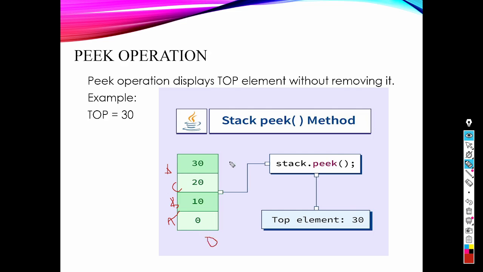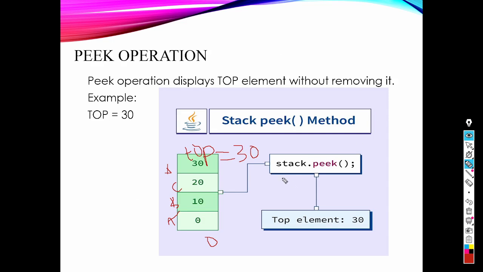Based on the LIFO principle, which element will be removed first? The element at the top will be removed first. So we need to know the top. Without knowing the top, we cannot use the pop operation. So the top is a must to perform the pop operation. Here the top is equal to 30. Getting the top element of a stack is called the peek operation.